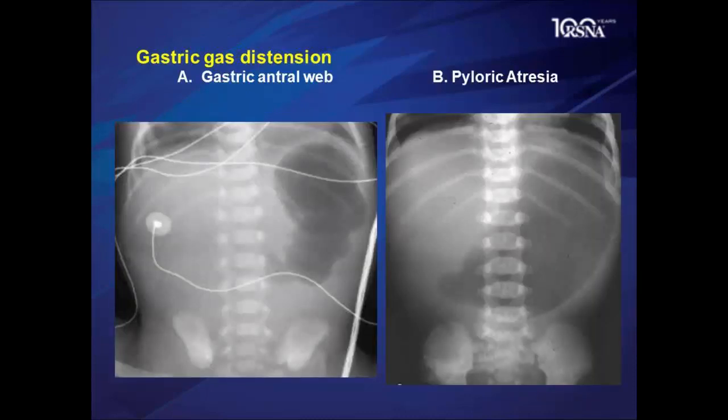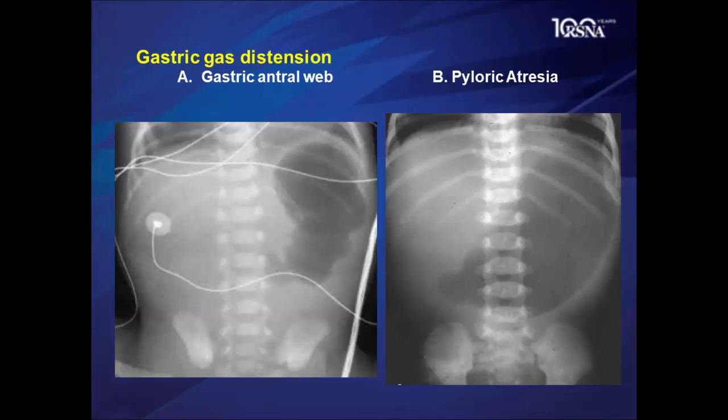Now, some images. Let's see here. We have a plain film, and I do see what I described, a single bubble. So gastric gas distension. You may tell me, is this 10 minutes after birth? If I tell you this is 1 day or even 2 days after birth, nothing goes through the pylorus. And possible etiologies, although rare, but one has to think of, gastric antrum web, which would behave the same way as a case of pyloric atresia.